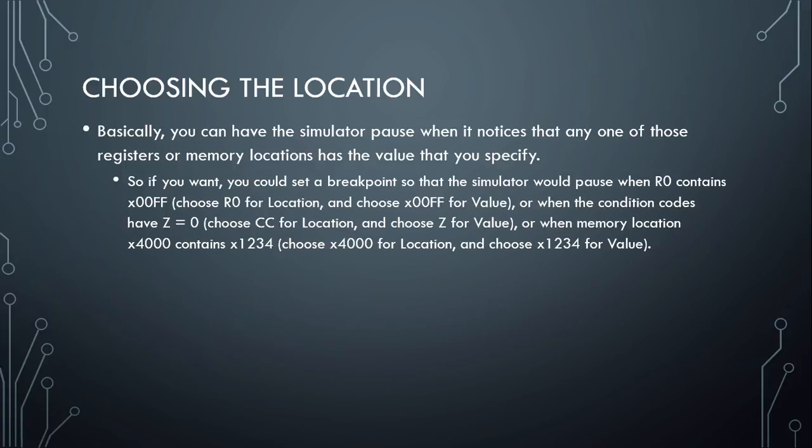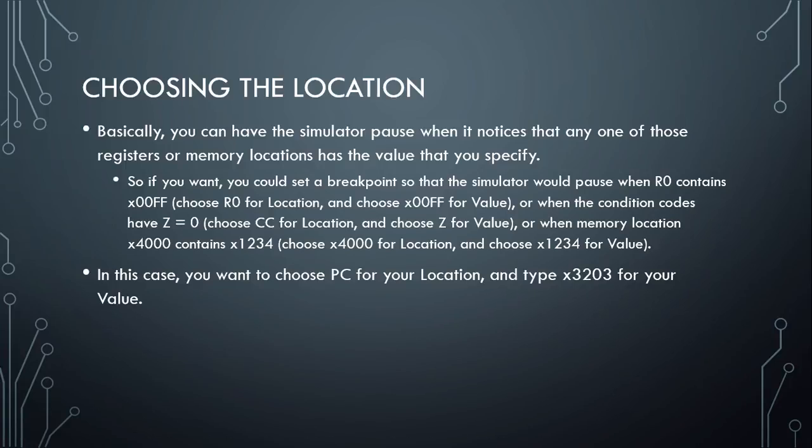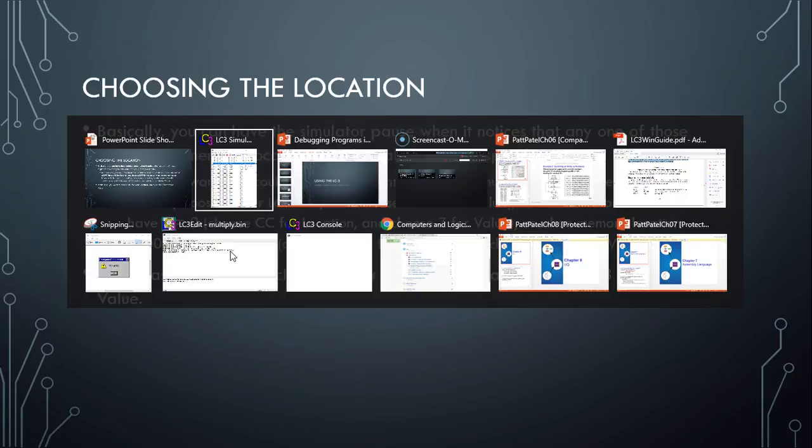You choose R0 for location, 00FF for value. Or when the condition codes have Z equals 0, you choose CC for location, Z for value. Or when memory location 4000 contains 1, 2, 3, 4, you choose location 4000 and 1, 2, 3, 4 for value. In this case, you want to choose the program counter for your location. Remember, the program counter is part of our loop iterations here, and type 3203 in your value.